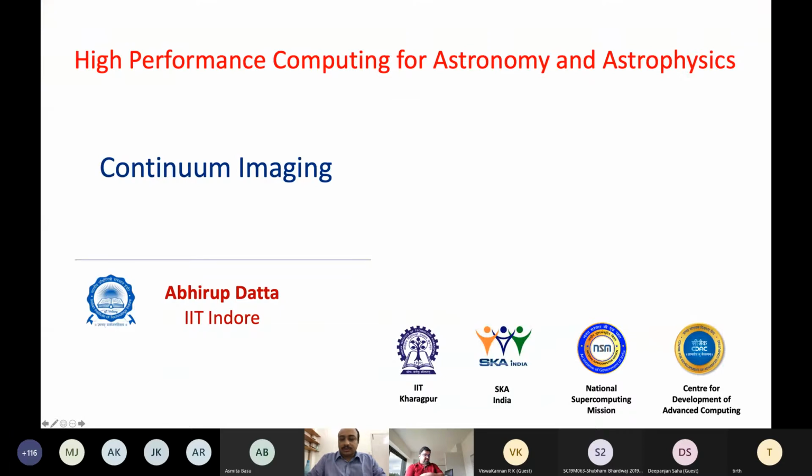Sure, good. So, welcome everybody for this second talk in the afternoon session. And today it's a pleasure to introduce Professor Abhirup Datta from IIT Indore. Abhirup is an expert on a wide range of topics, especially related to observational astrophysics. And today he'll be talking about continuum imaging, the challenges related to it, both from the HPC side as well as from the science perspective of it. And it is most related to how we can obtain data from radio observatories and then image them and do science with them. So Abhirup, please go ahead.